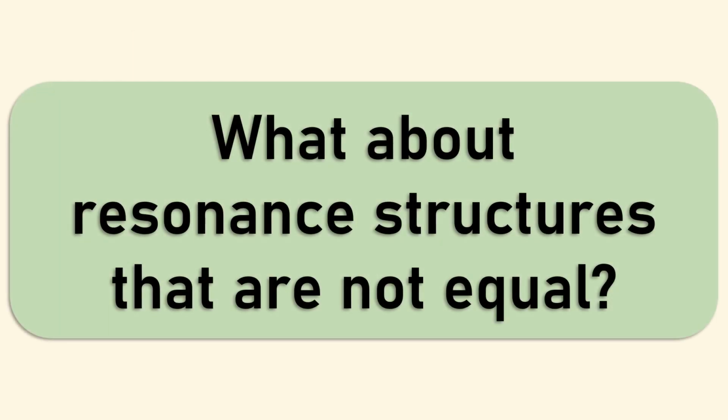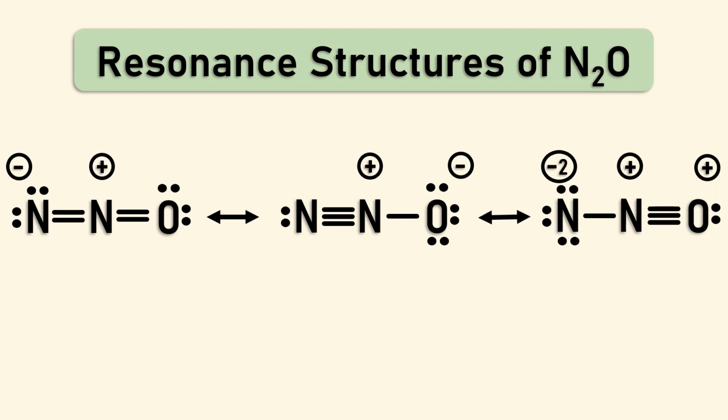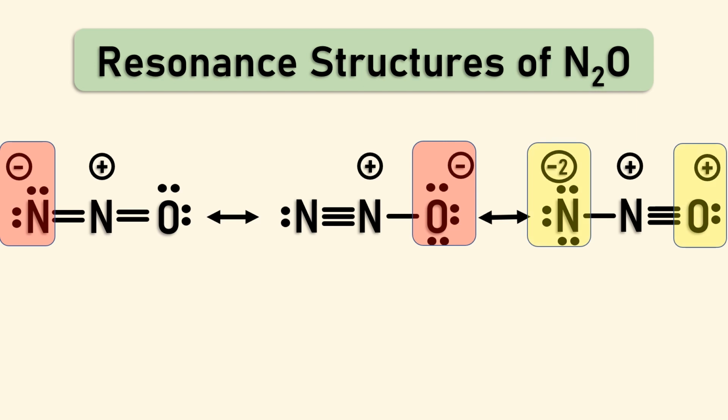What about resonance structures that are not equal? Consider the resonance structures of dinitrogen monoxide, N2O. They all contain a central nitrogen atom with a formal charge of +1. But in the first structure, the other nitrogen carries a formal charge of -1, while the middle structure has the oxygen carrying the -1 formal charge. The last structure shows a nitrogen with a -2 formal charge and a +1 formal charge on the oxygen.